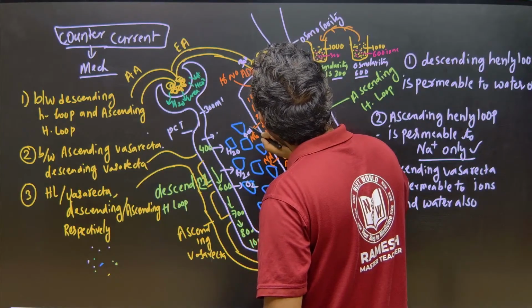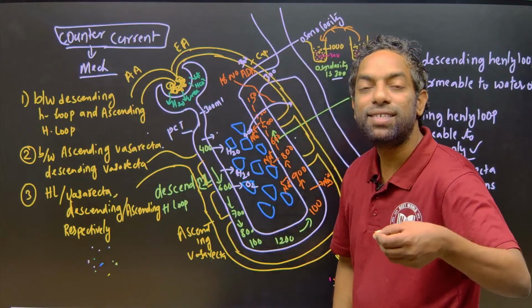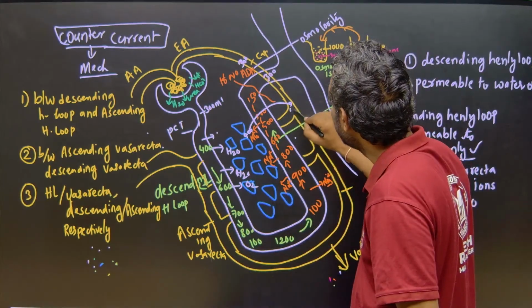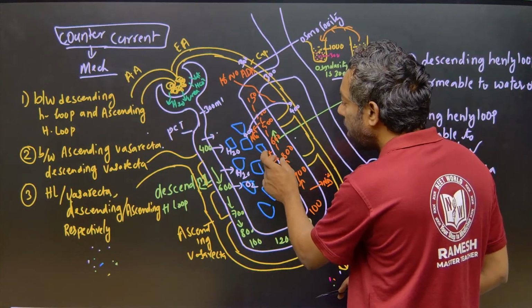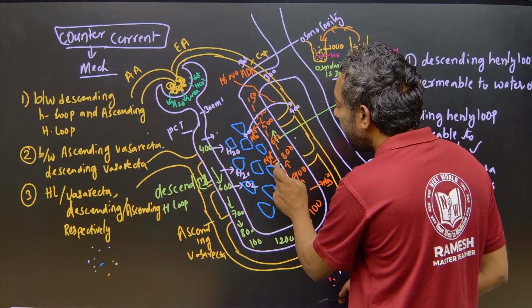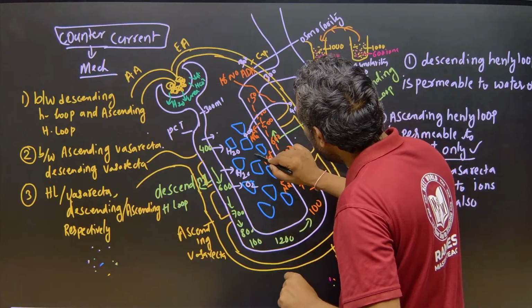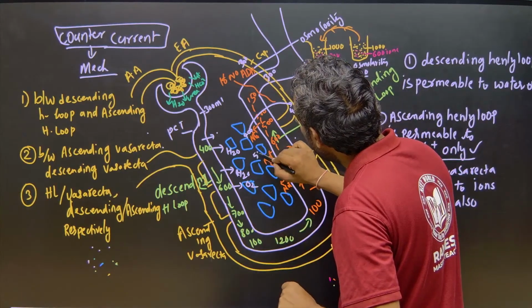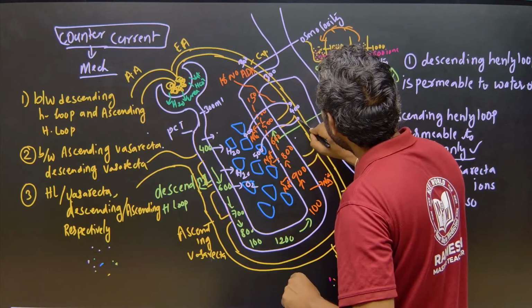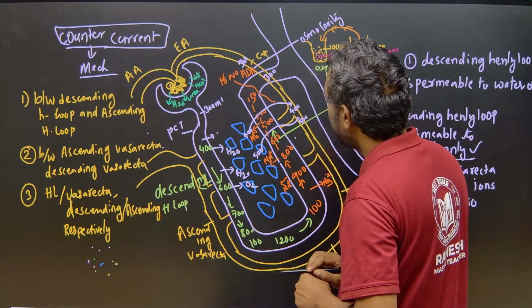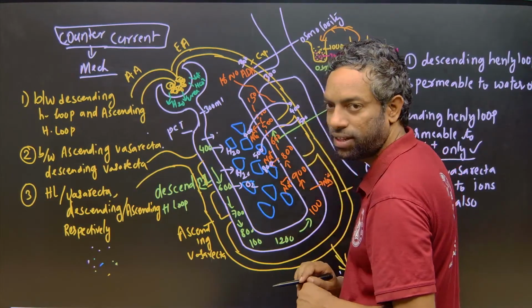There are ions going to enter into the descending Vasa recta, up to 400. Here Na will be removed from the ascending Henle limb into the medullary interstitial fluid, right. Again this is 500 osmolarity. These ions directly enter into the Vasa recta up to 500. If it is 800 here, this is 500 in the Vasa recta.